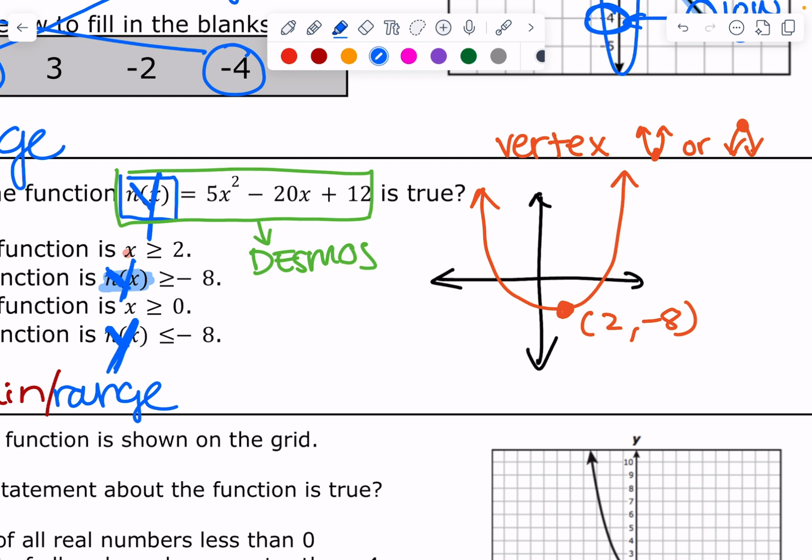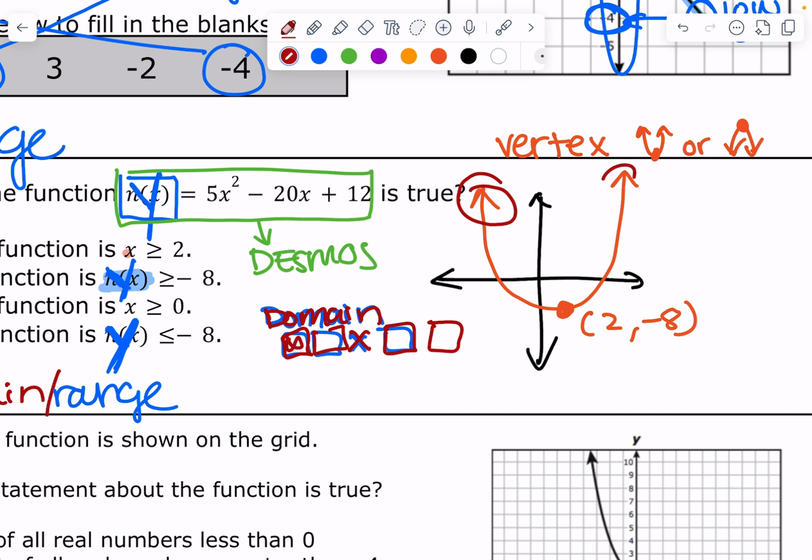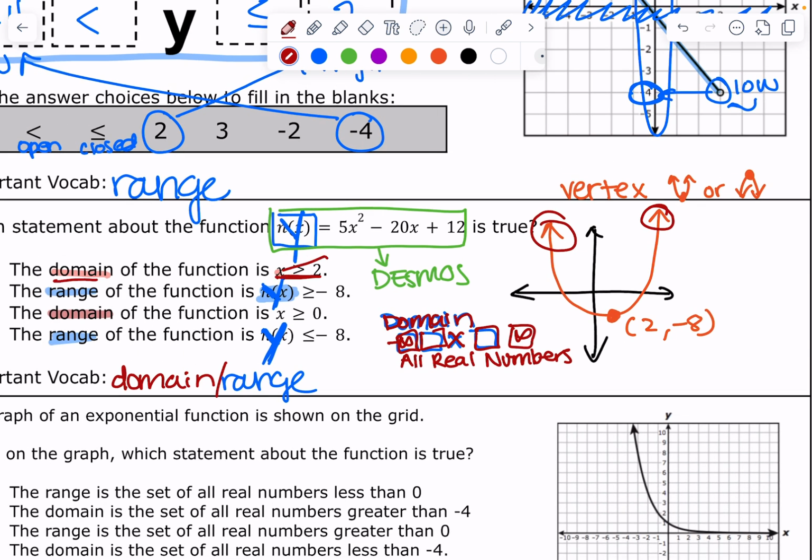Actually, let's do domain first. If we have domain, we have box, x, box. Now we have an arrow going left, so that means infinity, and an arrow going right, which means infinity. That means when you have two infinities, you have all real numbers. Now, if I look at my answer choices, I have domain. This does not say all real numbers, so it cannot be my answer.